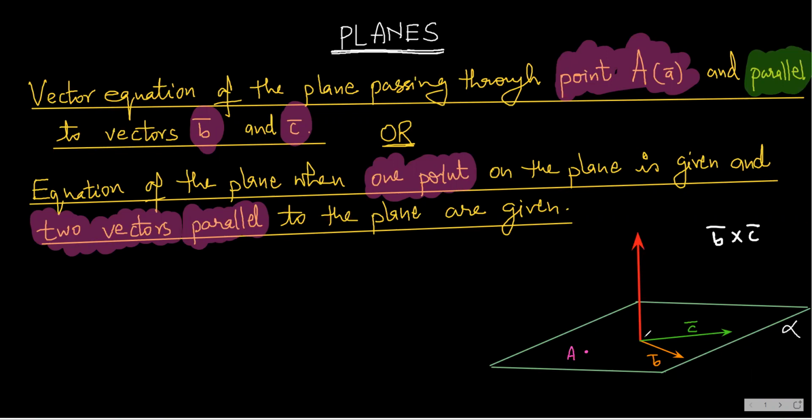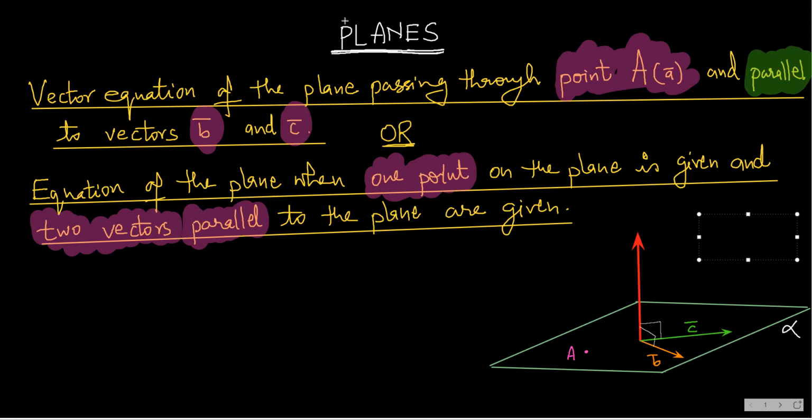So I will get one vector which is perpendicular to B bar, and a vector perpendicular to C bar. I will get a vector perpendicular to both the vectors. You see this? This vector, B bar cross C bar, is perpendicular to both the vectors B bar and C bar.